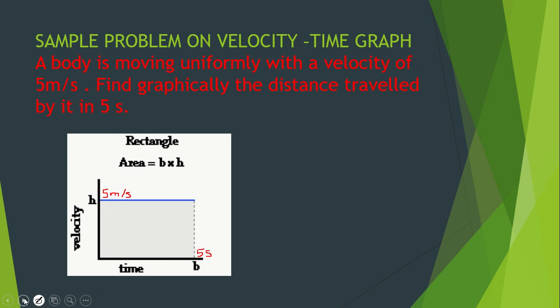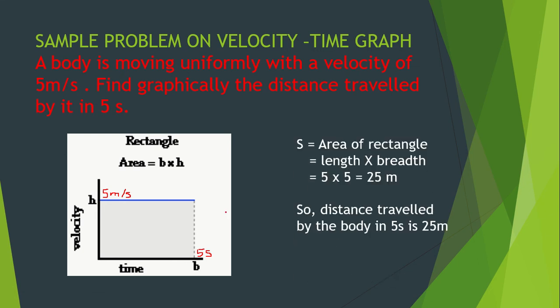And then how to find out? Let us write distance traveled equals area of rectangle, which is length into breadth, and you can see the length is 5 and the breadth is also 5. So 5 into 5 gives you 25 meter, and that is the distance traveled by the body. The body travels 25 meters in 5 seconds.